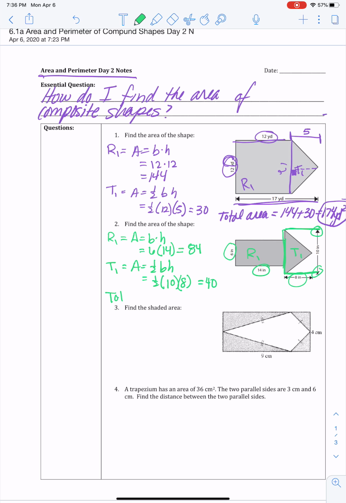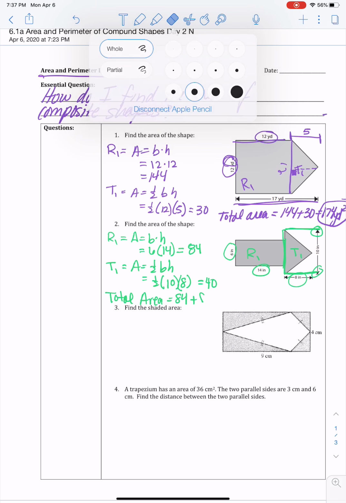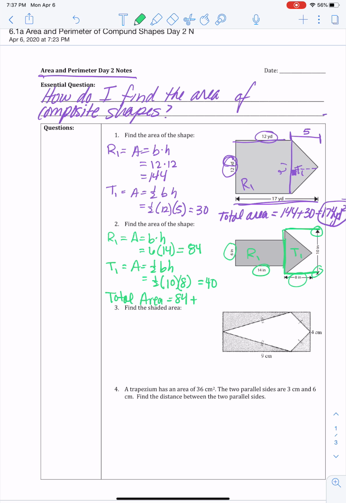So then we get that our total area is 84 plus, why can't I erase that? Plus 40 equals 124 inches, because that's our unit, and it has to be squared.